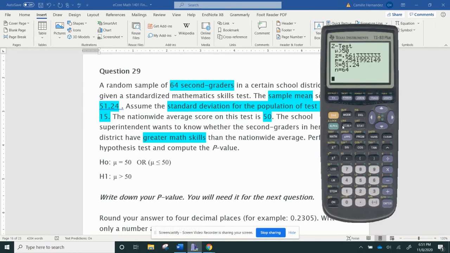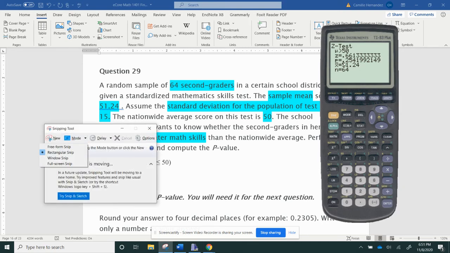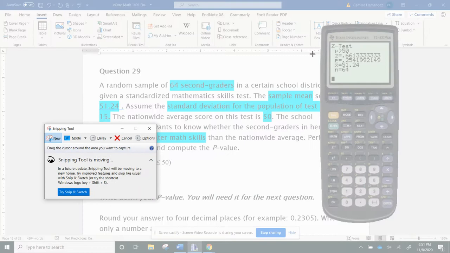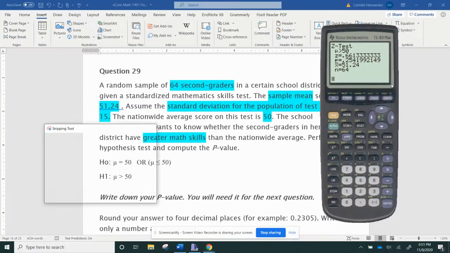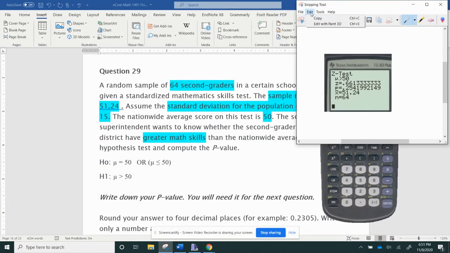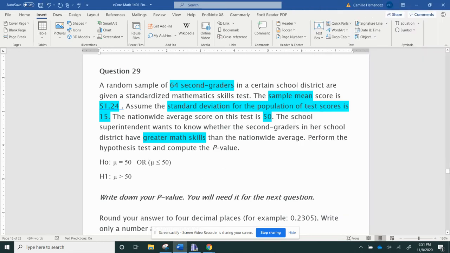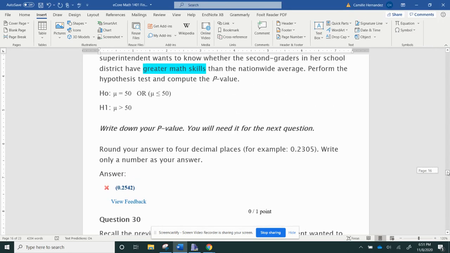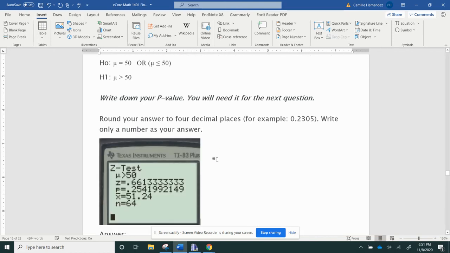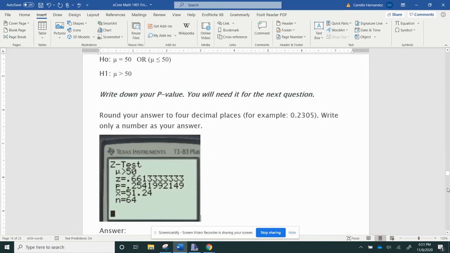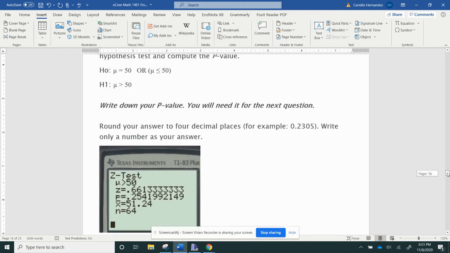So my p-value, you can see it here. Let me cut it, edit, copy, because I'm going to put it here. All right, so there's what I got from the calculator. It shows that my mean is greater than 50, which goes with my alternative. My z is 0.661. That's how you go look for it in the table.